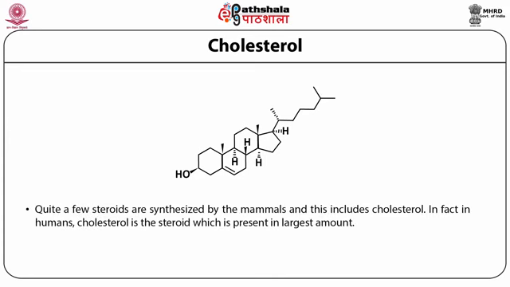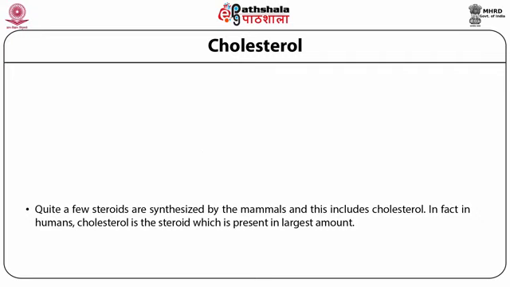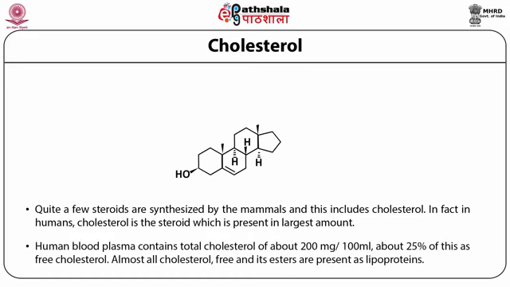Quite a few steroids are synthesized by the mammals, and this includes cholesterol. In fact, in humans, cholesterol is the steroid which is present in largest amount. Human blood plasma contains total cholesterol of about 200 milligram per 100 ml. About 25% of this is free cholesterol. Almost all cholesterol, free and its esters, are present as lipoproteins.